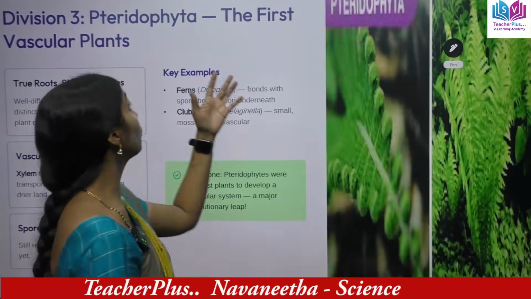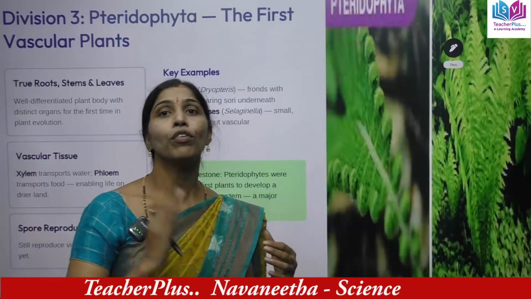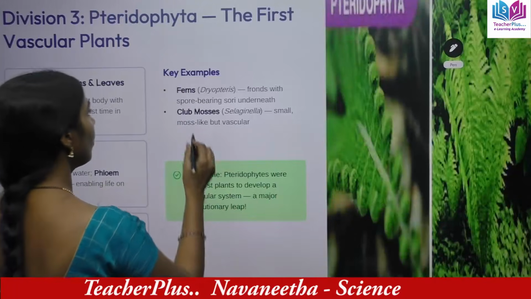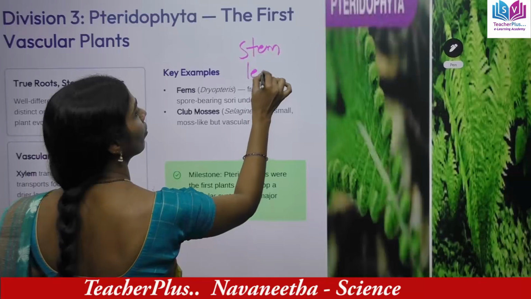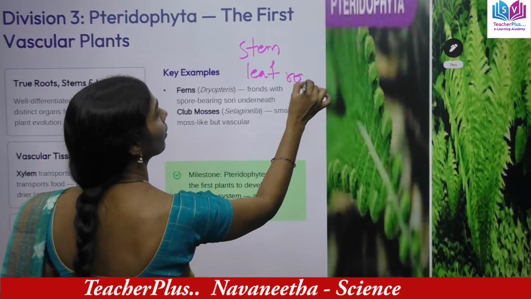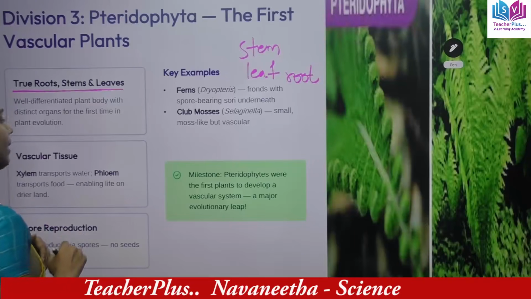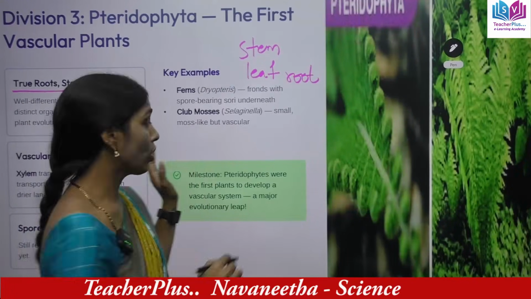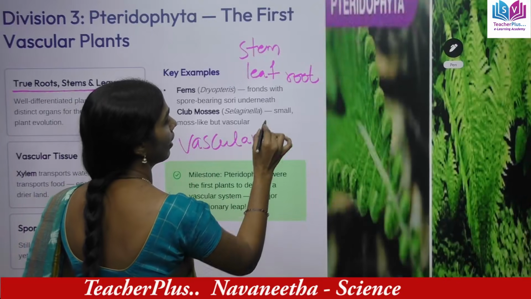But coming to pteridophyta, these have root, stem and leaf. These are the true plants. They have true roots, stems and leaves. Here in these plants, vascular bundles developed.